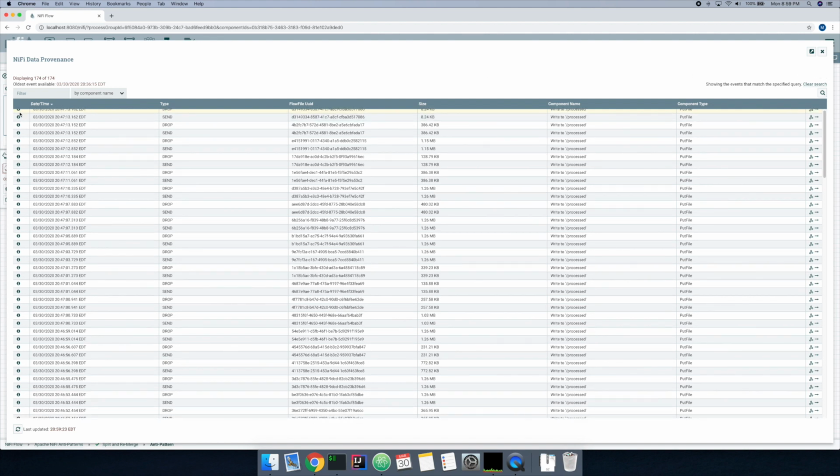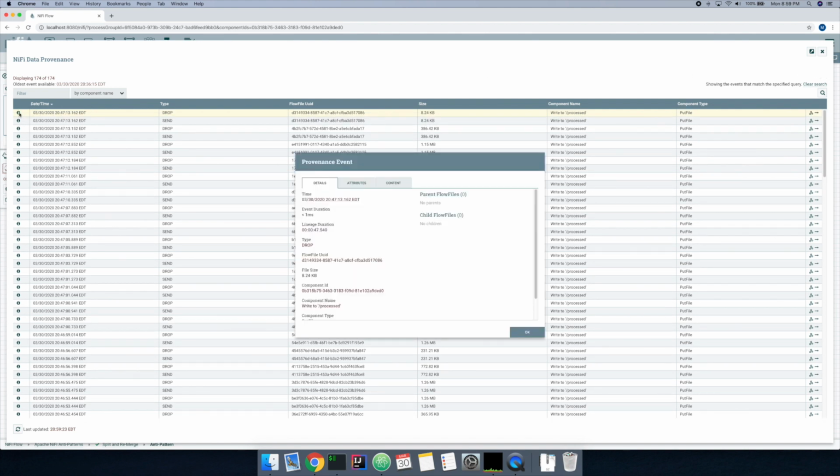And if we look at the event information for this drop event, we can see a lineage duration of 47.54 seconds. So that means that the latency through the system was about 47.5 seconds for this particular piece of data. So it's not a particularly efficient data flow at all. We should be able to process this data dramatically faster than that.